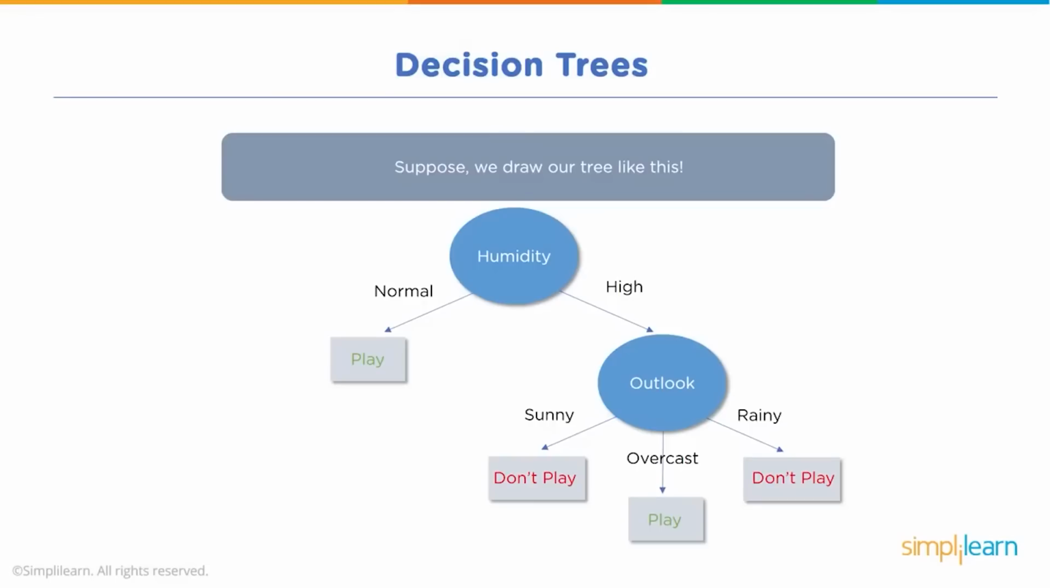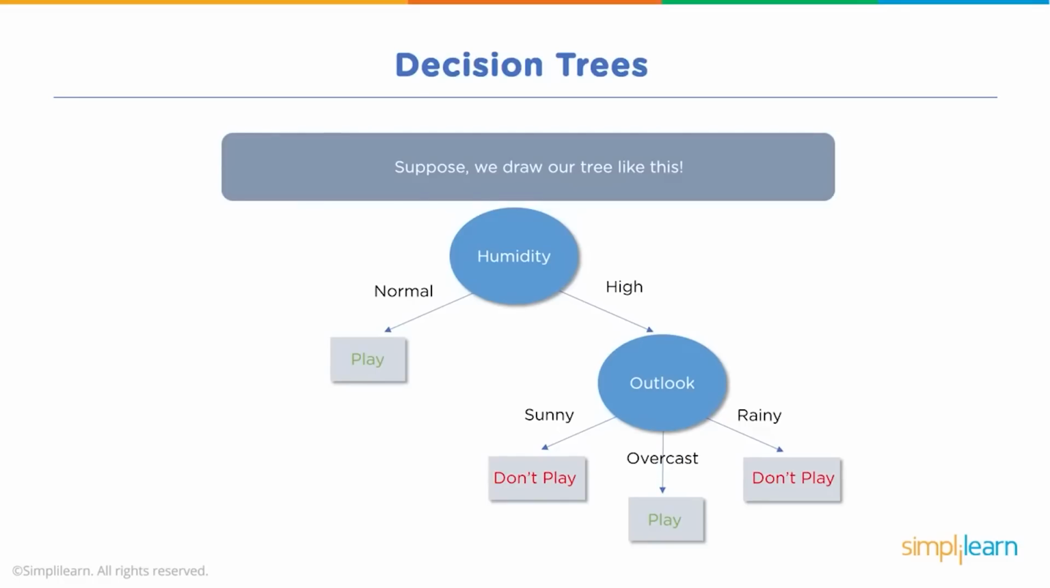And suppose we draw our tree like this. We're going to have our humidity, and then we have our normal, which is if you have a normal humidity, you're going to go play golf. And if the humidity is really high, then we look at the outlook. And if the outlook is sunny, overcast, or rainy, it's going to change what you choose to do.